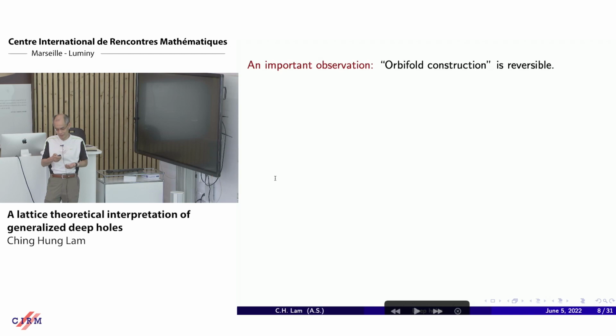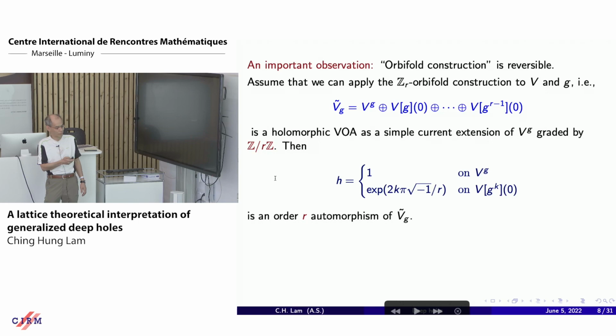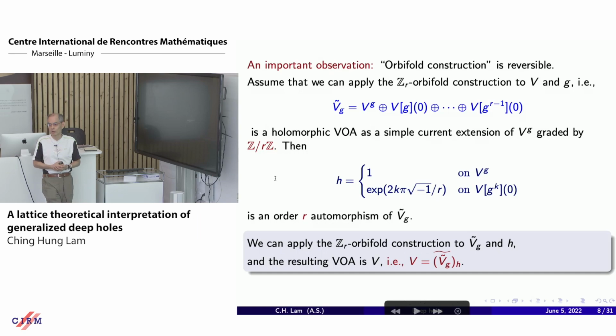What I mean by reverse is like this. If you start with V, then you have this VOA, which is the sum of certain modules from the twisted module. This is usually called a simple current extension of this fixed point space. Then you can define an automorphism on this VOA by using the exponential form, basically the eigenspace decomposition. And then you can consider the orbifold construction using this H and this V tilde. And then what do you get? You get back the original V. So that's why I mean reversible. If you can construct this way, then you can come back. That's usually how we prove the uniqueness.